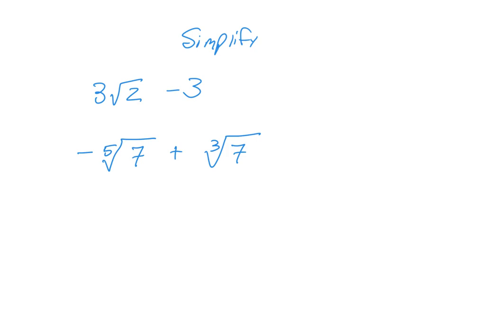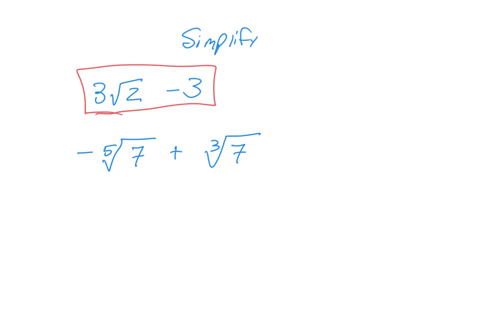We get a little bit more complicated, we go to this. I have 3 square root of 2 minus 3. Are they counting the exact same things? No, they are not. Since they are not, this is fully simplified. There's nothing else I can do. 3 square root of 2 minus 3 is just going to be 3 square root of 2 minus 3.